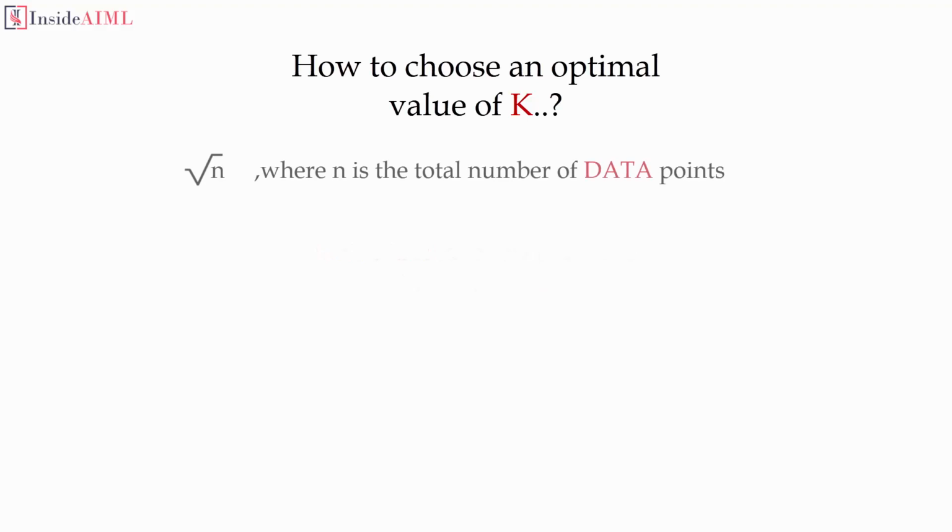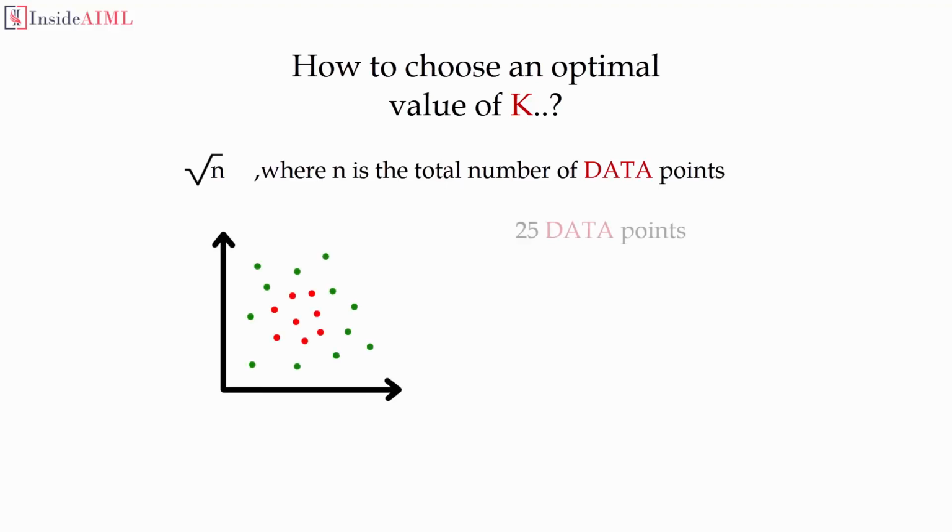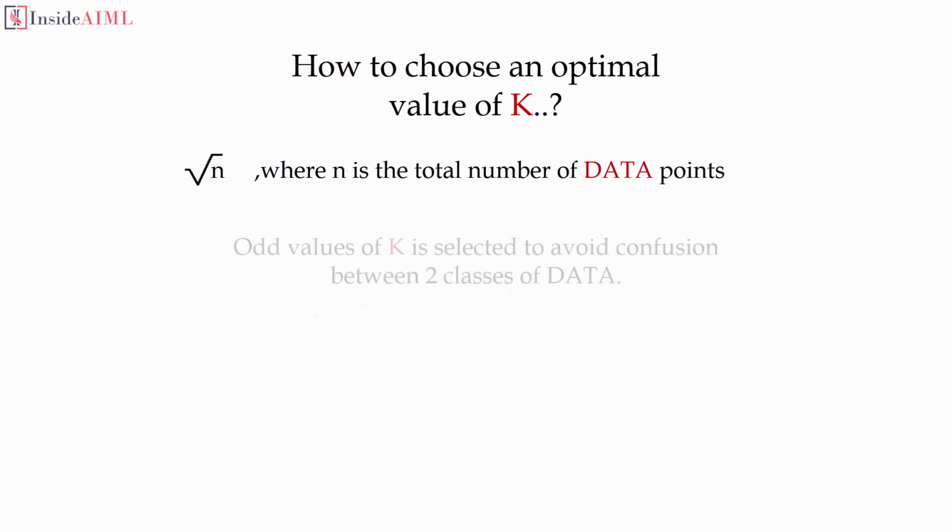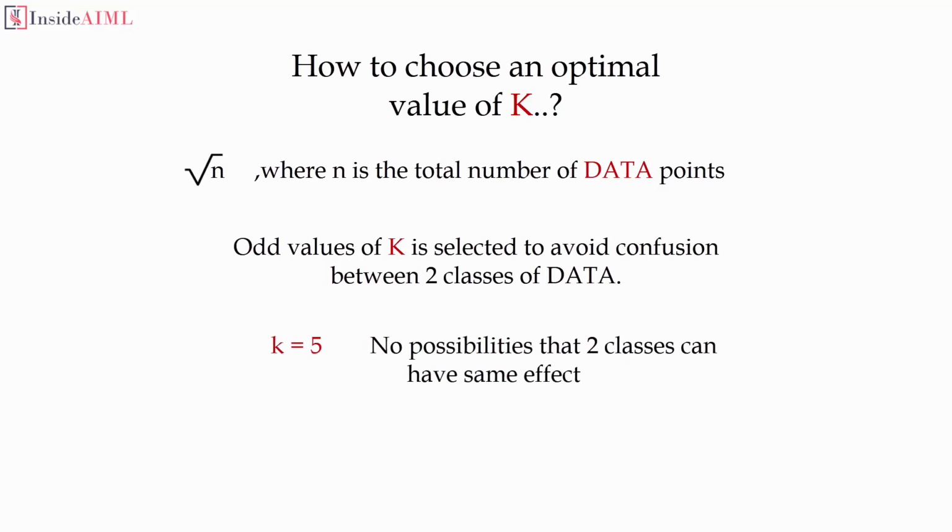The very first is the square root of n, in which n is the total number of data points. So if the graph you have has 25 data points, you may take the value as 5 or some number around that. The second is that you should use only odd values of k, to avoid confusion between two classes. If we have the value of k as 5, then there is no possibility that two classes can have a similar amount of effect.